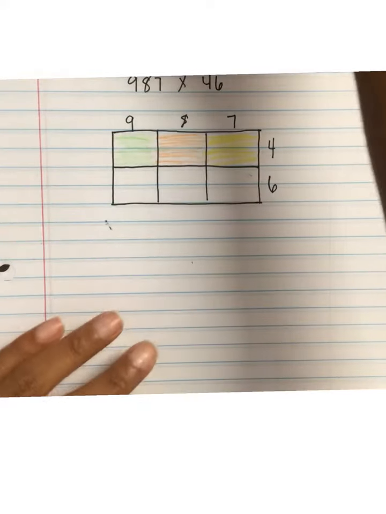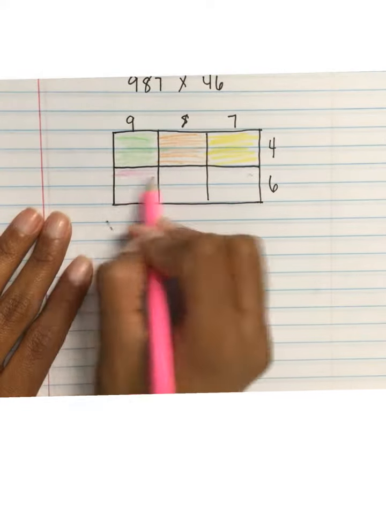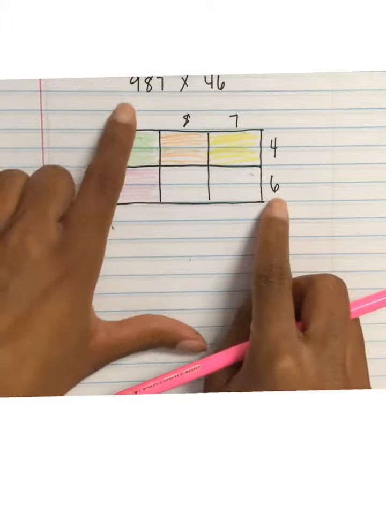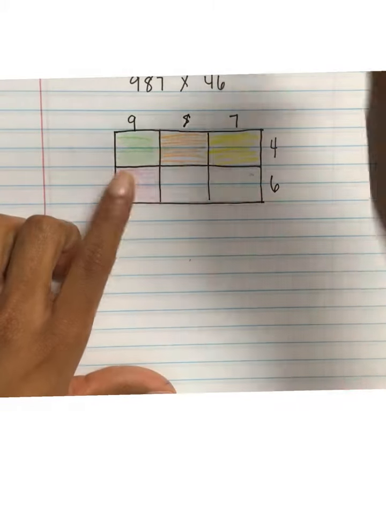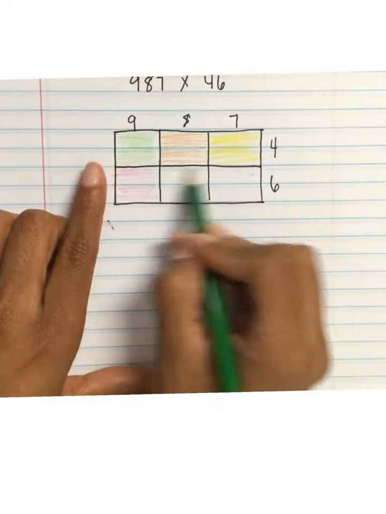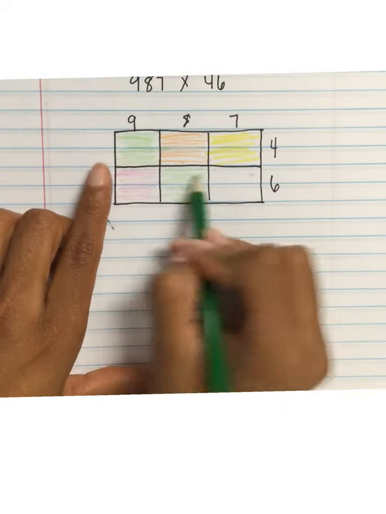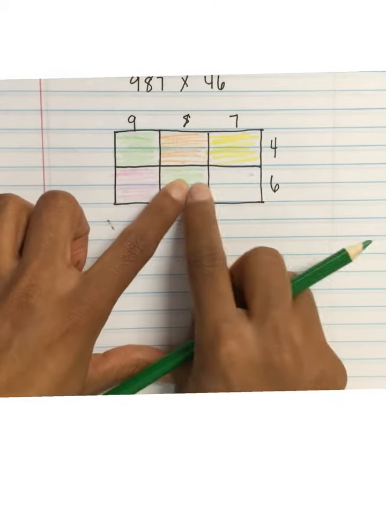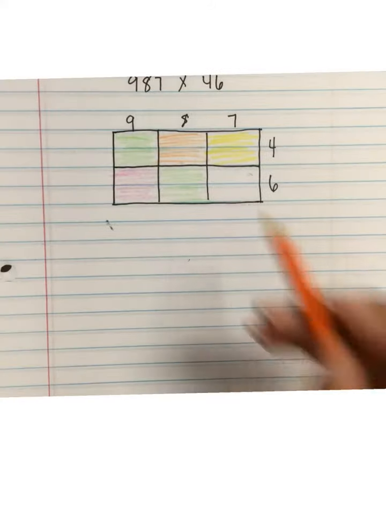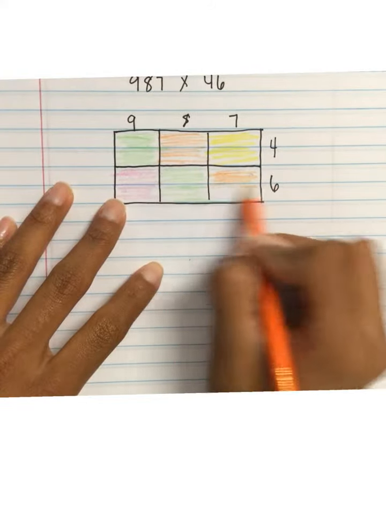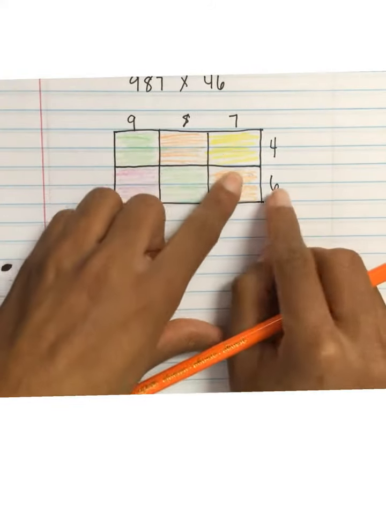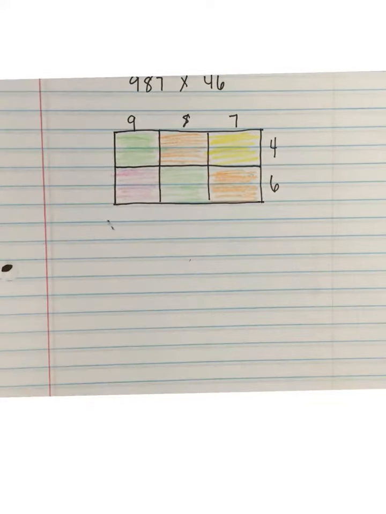Then at the bottom, we have this box, which belongs to 9 times 6. This one right here belongs to 8 times 6. And the last one belongs to 7 times 6.